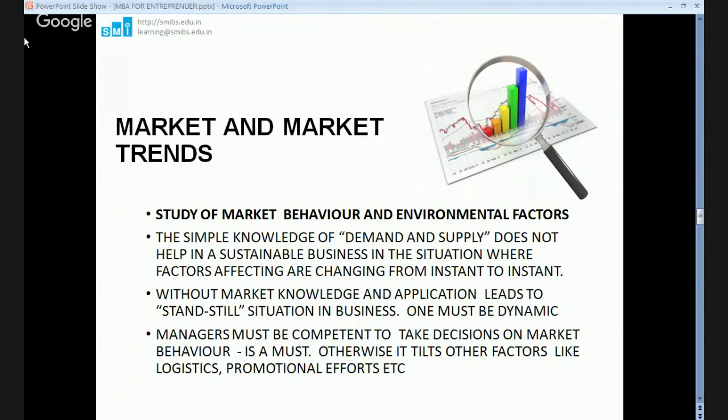In business, one of the important things is to know about the market trends. For every product or every service there is a life cycle. At different stages of the cycle, different decisions are to be taken, and those decisions are to be taken on time. Otherwise, it goes to the next zone of MOSC. The study of market behavior and environmental factors. The simple knowledge of demand and supply does not help in sustainable business in the situation where factors affecting are changing from instant to instant.